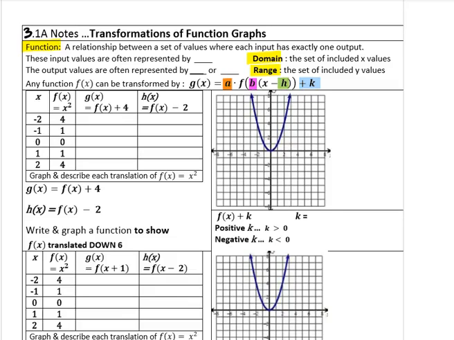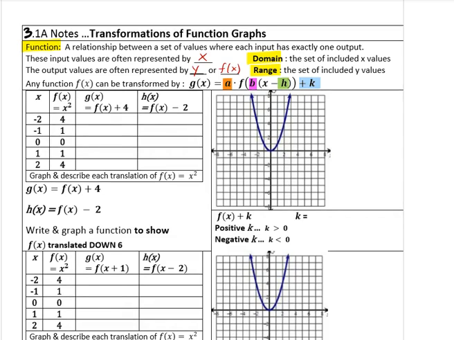Alright, 3.1a notes. Transformations of functions graph. A function is a relationship between a set of values where each input has exactly one output. These input values are often represented by x, and the output value is often represented by y, or as a function, it would be f of x.